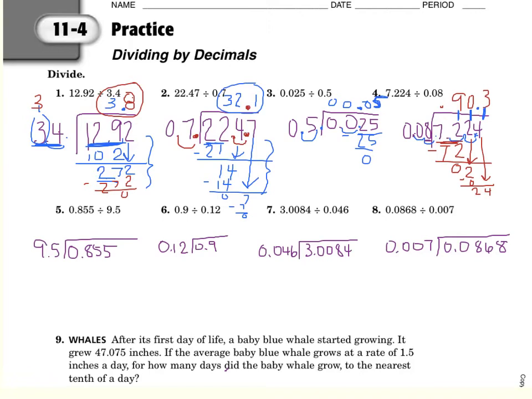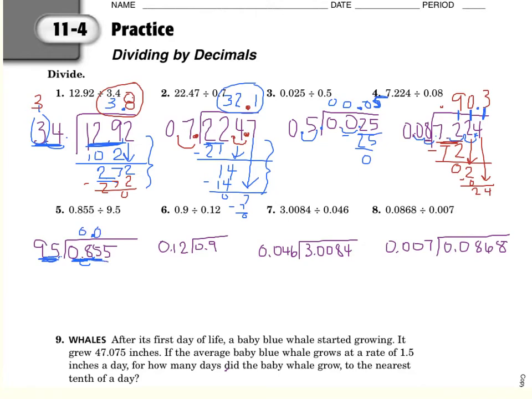Okay, number 5. I move the decimal 1 time to get to the end of it. So that means I'm going to move my dividend 1 time, which means my decimal is going to go here. This is a very important step. Now I have 95. Does 95 divide into 8? No. What about 85? No.